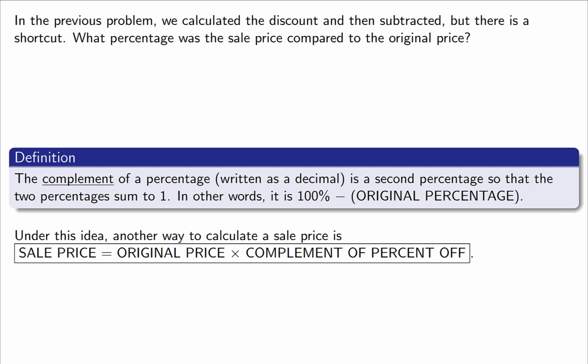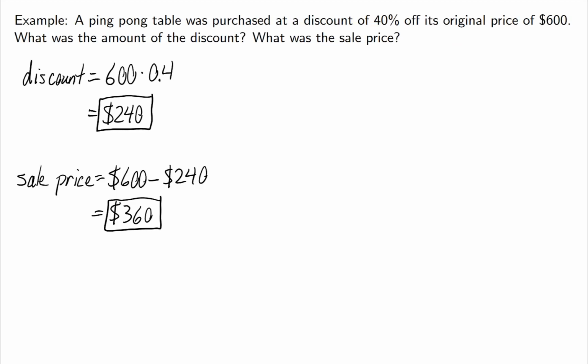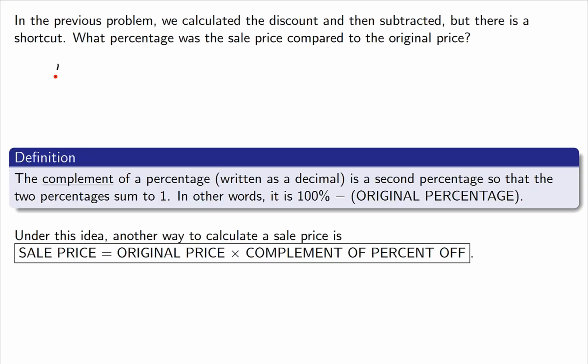There's actually a way to do this a little bit faster, so let's talk about that. What percentage was the sale price compared to the original price? Let's go back and think about this for a second. If it was 40% off, what percentage is left over? Well, you know that 100% is the whole thing, so we could basically do the following. 100% is the full amount, minus the 40%, which was the percentage off, is 60%. In other words, 60% is the price of the item compared to the original price of the item.